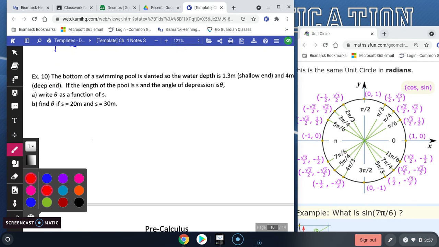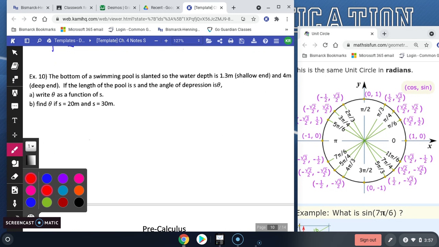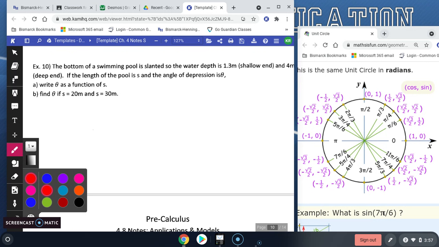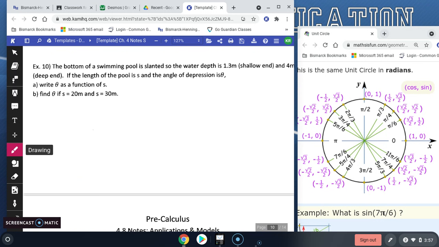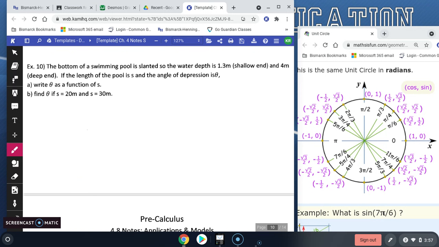We have one last problem here. The bottom of the swimming pool is slanted. So the water depth is 1.3 meters in the shallow end and 4 meters in the deep end. If the length of the pool is S and the angle of depression is theta, A, write theta as a function of S, and then B, find theta if S is 20 meters and S is 30 meters.